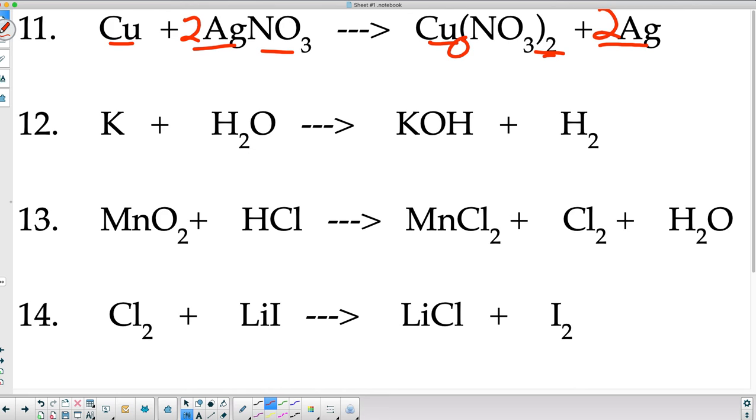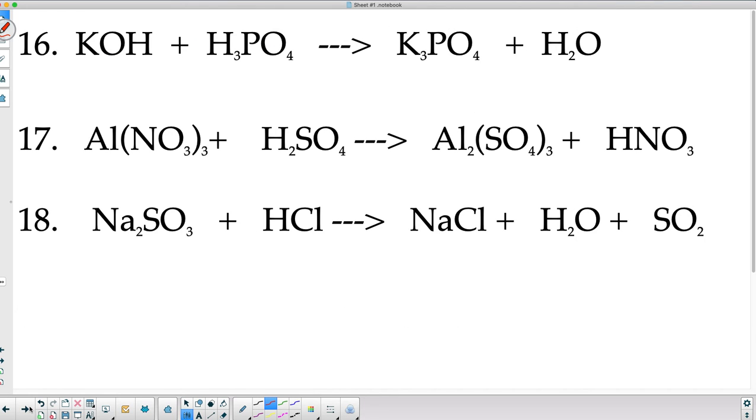I'm feeling generous. Let's do one more example with parentheses. And here's one, number 17. Number 17 has two compounds that have parentheses. So let's see what we got. I got Al on the left-hand side, and there's only one there. I have two aluminums on the right-hand side because of the two right there. So I go back and I put a 2 in front.